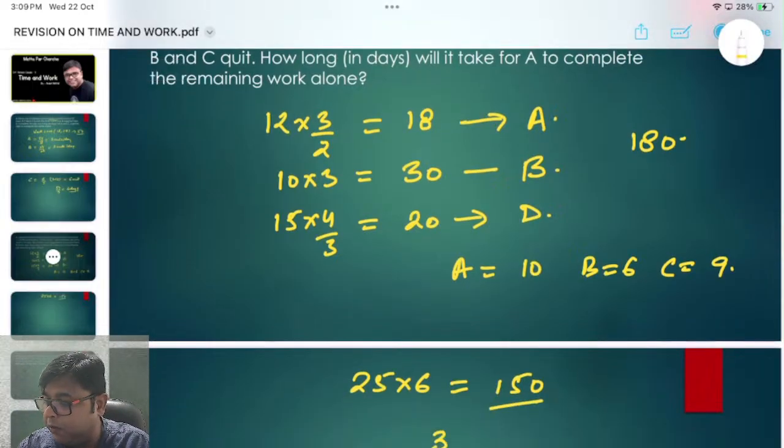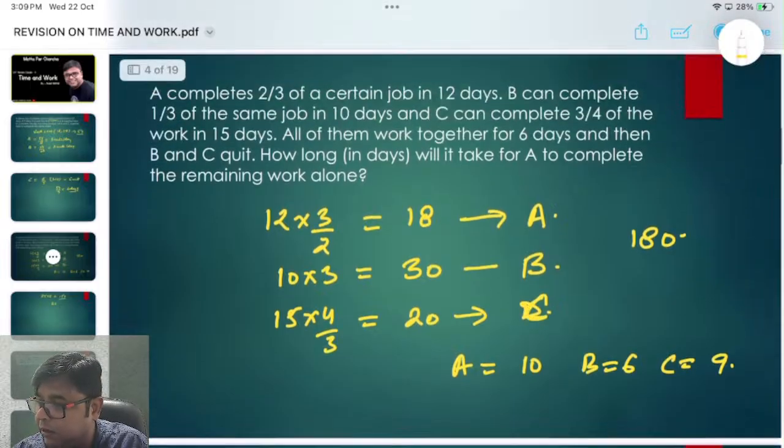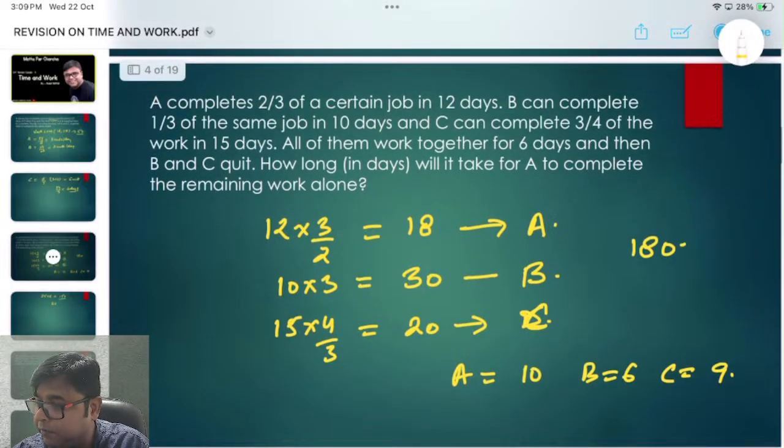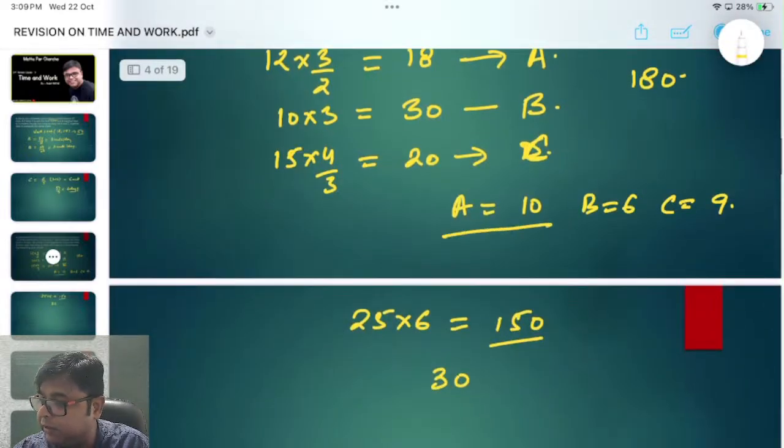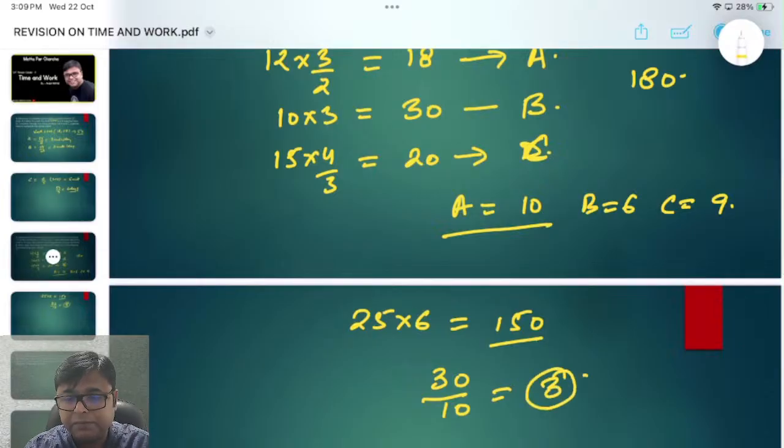So remaining 30 units, who are they talking about? They're talking about A. How long will A take to complete? So A's efficiency is 10. So 30 by 10, which is 3. Right. So pretty simple to do if you work with efficiencies. Right. No issues whatsoever. So next, let's do it.